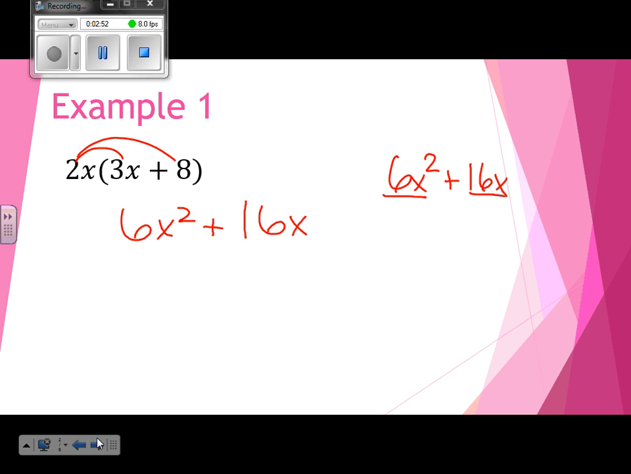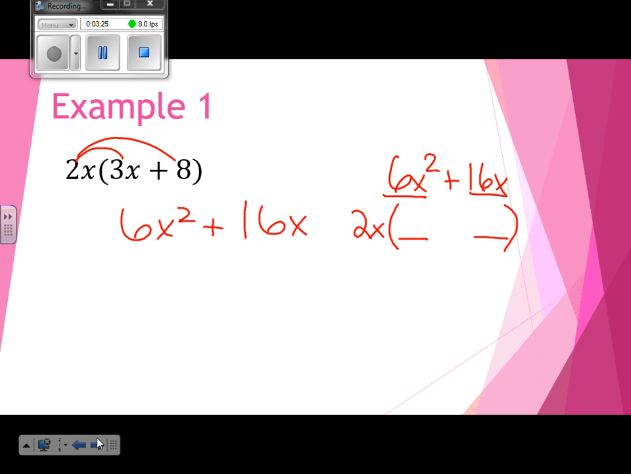I'm going to assume by now that you can look at 6 and 16 and tell me the greatest common factor. What's the largest number that can go into 6 and 16? It is 2. Does that make sense? Okay, so we're going to take a 2 on the outside. This has 2 x's. This has 1 x. What's the largest I can take away from both? I can take out an x, and I'm going to put that on the outside of the parentheses.